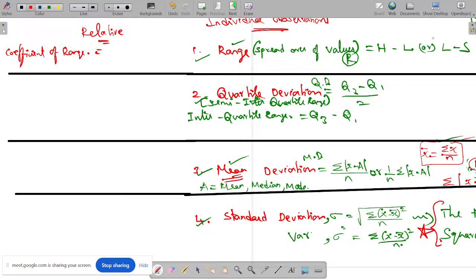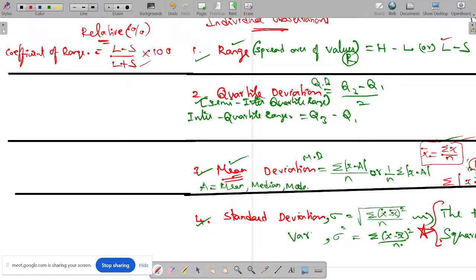L minus S is the value. Here we use L minus S divided by L plus S. Whenever we go for relative values, we usually represent in percentage. That's why multiply by 100. The denominator we are dividing by L plus S, right? In the numerator we have L, we have S, we are taking the difference. In the denominator we have L, we have S, we are adding.